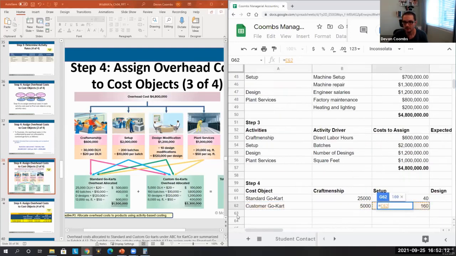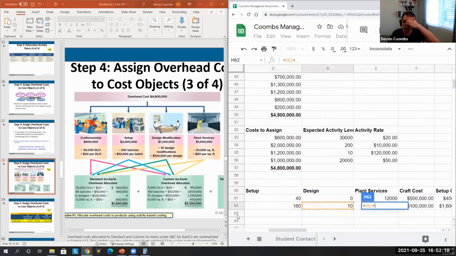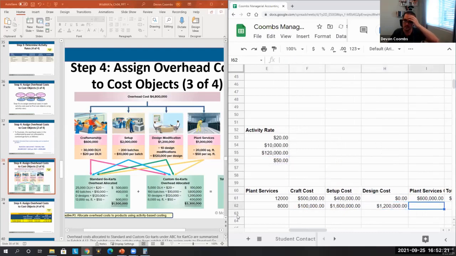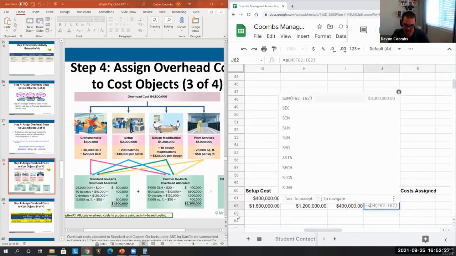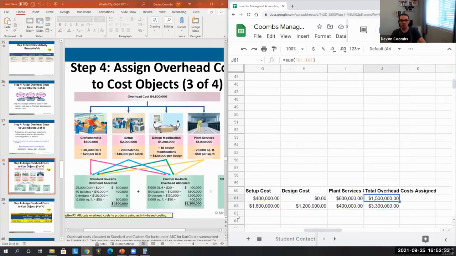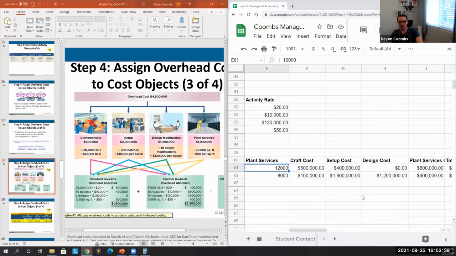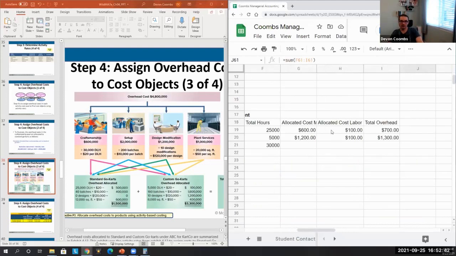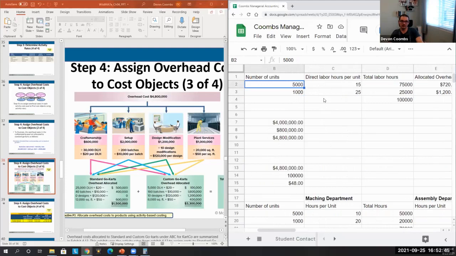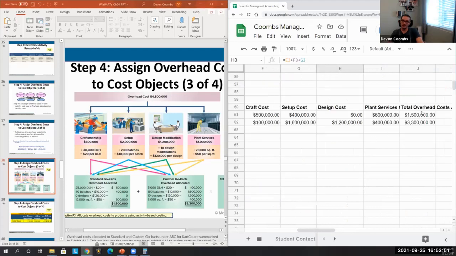So less labor hours, more setup, all of the design costs, and a little less plant services. We get our total overhead here, 3.3 million versus 1.5 million. Now, wow, what a difference, right? We're in the same business model, but remember our original, we determined that our standard go-kart was 1.5 and then the custom was 2.3. Now we're at 1.5 and 3.3 of costs.